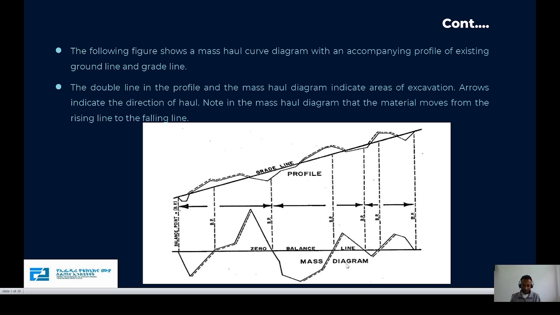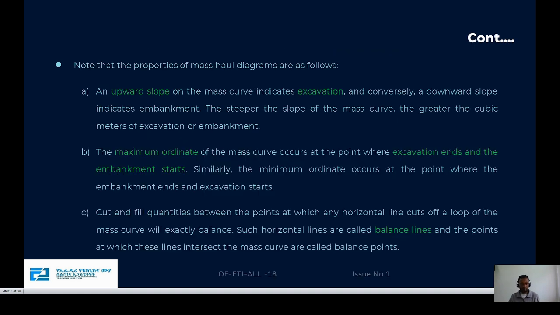But in mass haul diagrams, the y-axis changes to the aggregated volume. So the aggregated volume in this section is a cut section, this one a fill section, this one a cutting section. So the difference between the mass haul diagram and the profile is that the volume is used directly for the profile. For mass haul diagrams, the volume used is the aggregated.